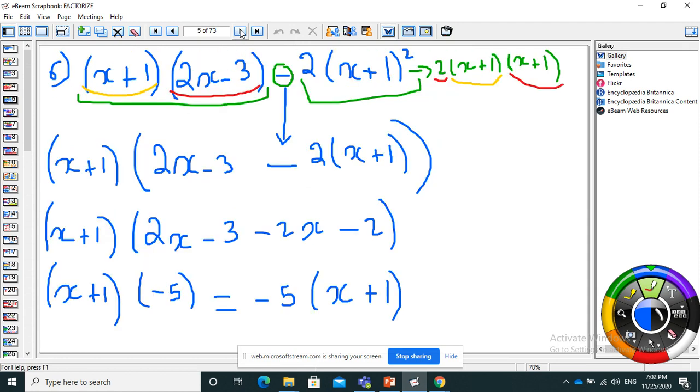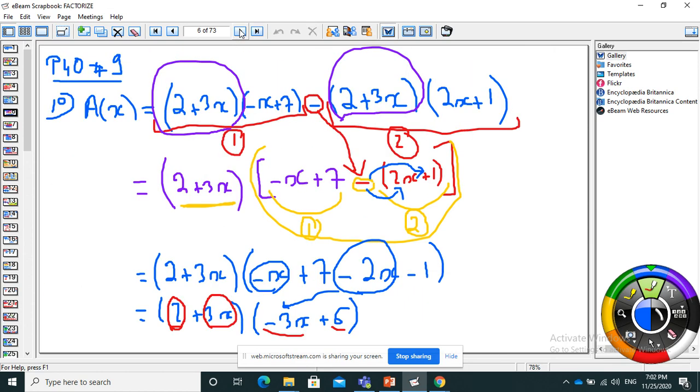Another example. Also here I have two parts, easily seen as separated by a minus. I have x plus 1 times 2x minus 3, and the second part is 2 times x plus 1 squared, which is x plus 1 times x plus 1. So my common factor is x plus 1. What I still have from the first part after I factorize is 2x minus 3. You need to be careful with the minus: minus 2 remaining, x plus 1. And then I will develop here to have the factorized form.